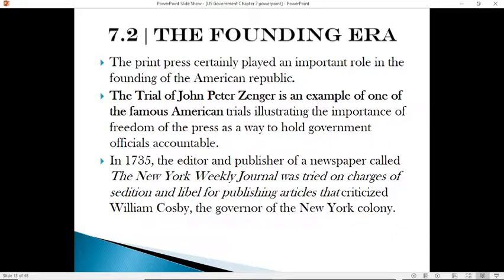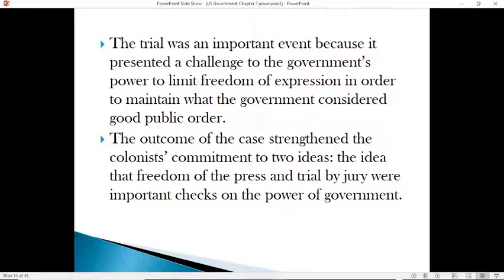So this is the trial. The trial was an important event because it presented a challenge to the government's power to limit freedom of expression in order to maintain what the government considered good public order. Freedom of the press was the ability, as long as you weren't saying something that was libel or seditious or slander or untrue, to print what you wanted, regardless of whether it was fair, regardless of whether it was flattering or non-flattering. Free press meant you could print it as long as it was true.